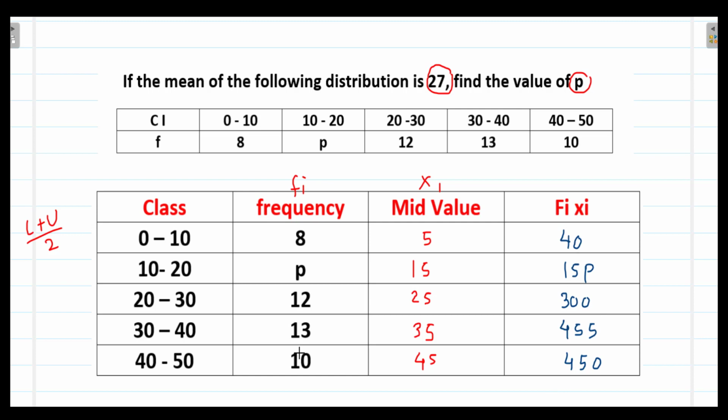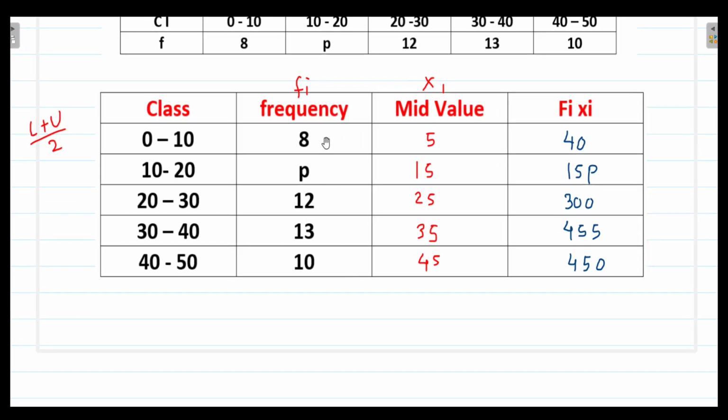Now friends, we have to take the summation of fi. So to take the summation of fi, here we will have to add all the frequencies. So if you add all this frequency, again here be careful, here p is the unlike term. These all are the like terms, 8, 12, 13 and 10, and this p is the unlike term. Since this is the unlike term, we cannot add with these numbers, so we will have to keep it separately, and here is again an accident prone area.